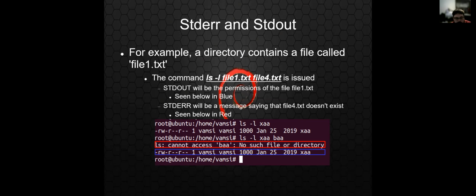What this is showing me in that second command is that baa does not exist, or in other words, we cannot access it because there's no such file or directory. But xaa does. In this case, anything that's red is error. Anything that's blue, in this case here, is standard output.